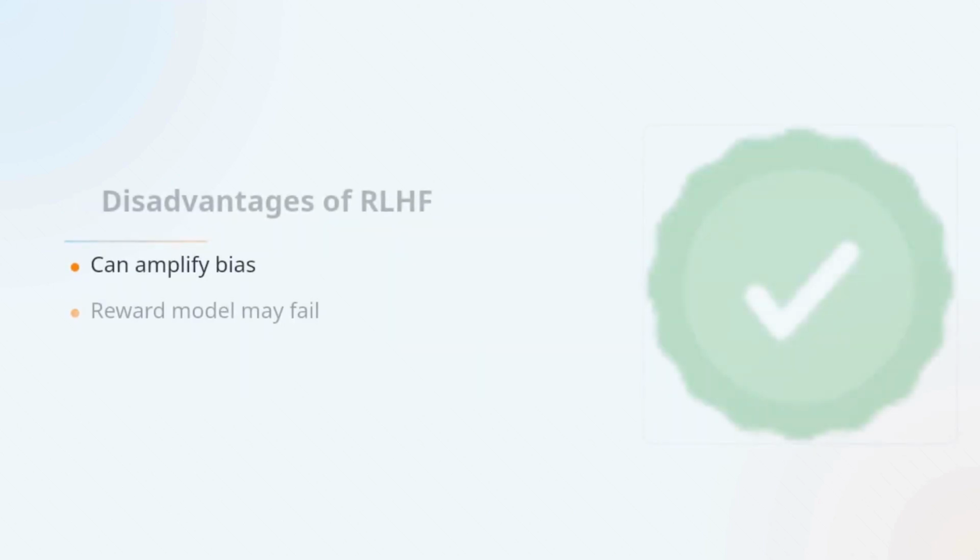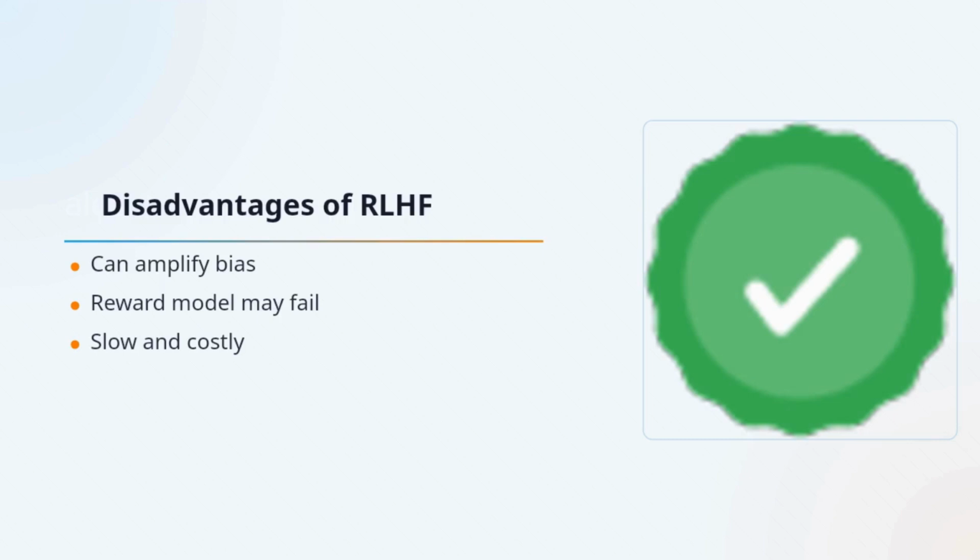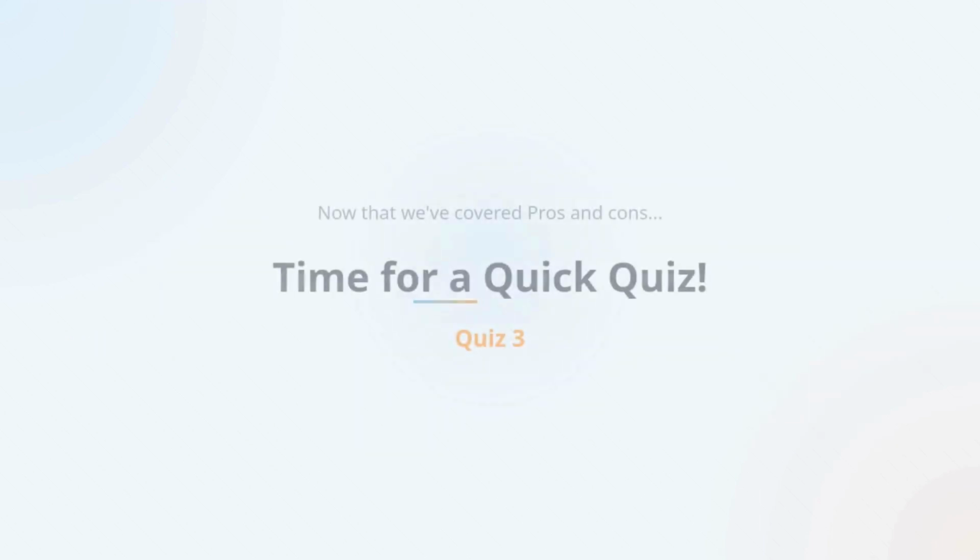At the same time, RLHF has limitations. If human feedback is biased, the model can learn and amplify that bias. The reward model may not perfectly capture what humans actually want, so the reward signal can be imperfect. Also, expert feedback may be limited in specialized domains. On top of that, RLHF is complex to implement and often slow and expensive because it requires repeated human evaluation and retraining. Now that we've covered pros and cons, let's test what we've learned so far.